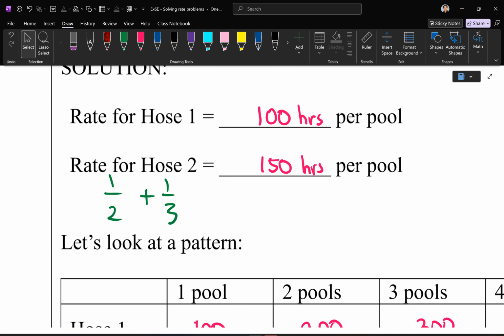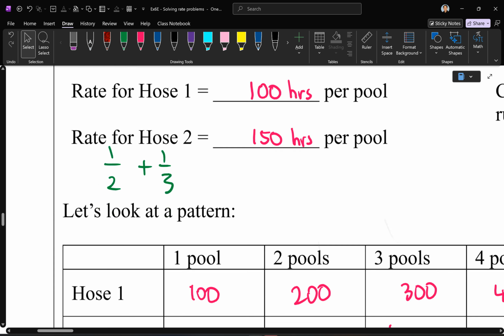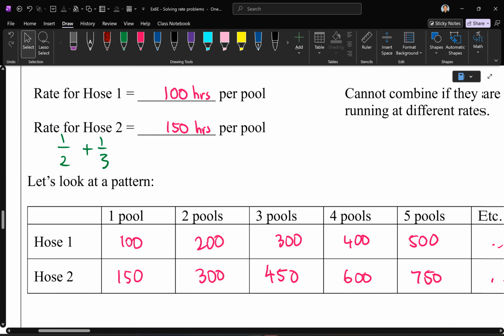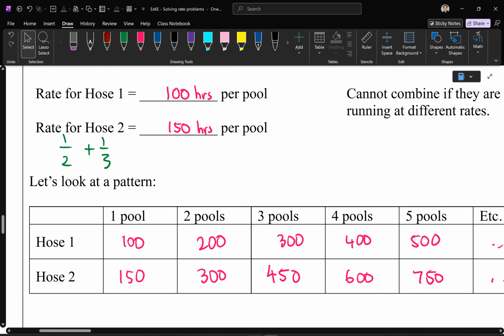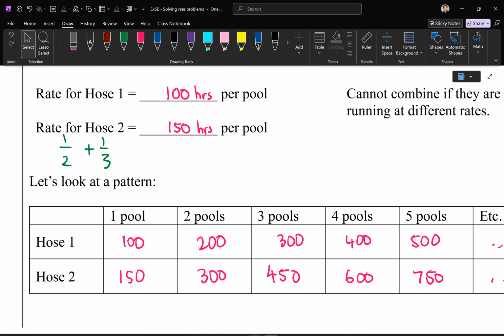So one of the first steps that you have to do is you have to find where are they in common then? So this is what I did. I gave a table for you to help you see the pattern. See, hose number one pull per 100 hours. 2 pulls will be 200 hours. 3 pulls, 300. 4 pulls, 400.